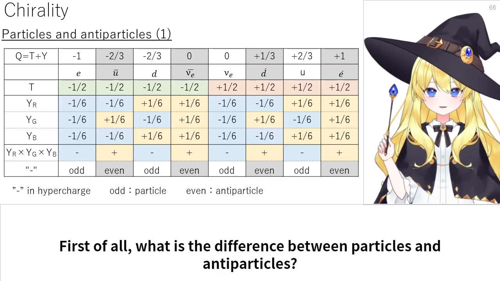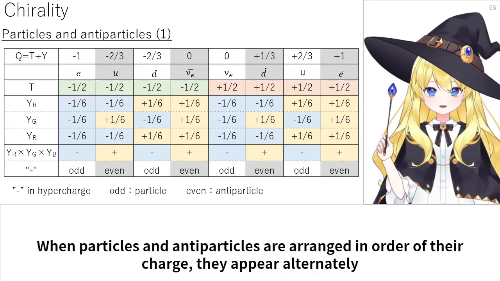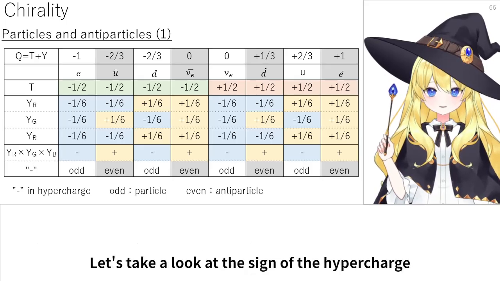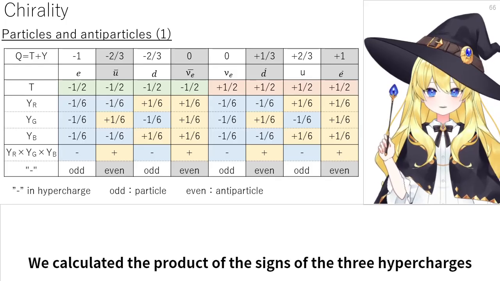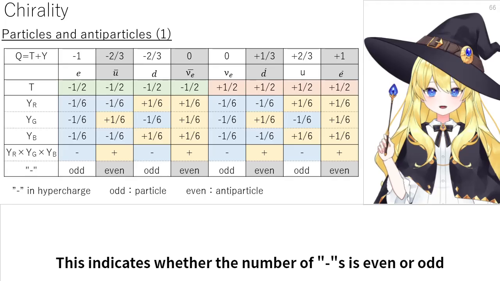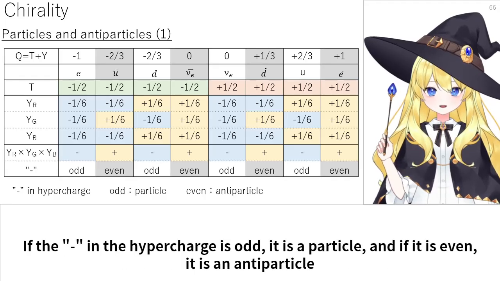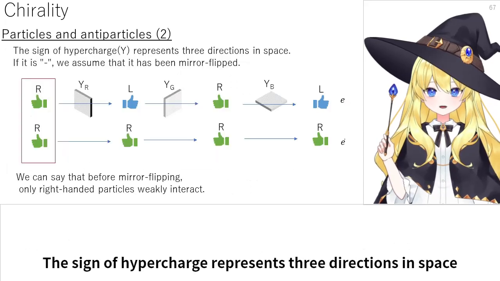First of all, what is the difference between particles and antiparticles? When particles and antiparticles are arranged in order of their charge, they appear alternately. Let's take a look at the sign of the hypercharge. We calculated the product of the signs of the three hypercharges. This indicates whether the number of minus signs is even or odd. If the number of minus signs in the hypercharge is odd, it is a particle, and if it is even, it is an antiparticle. The sign of hypercharge represents three directions in space.